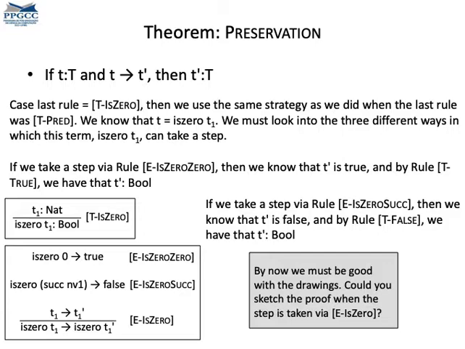For instance, if we use T-iszero to type the term t, then we know that the term has the form iszero T1. In this case, there are three ways to evaluate the term. The first two are E-iszero-zero and E-iszero-suc. In both cases, we know that T prime is a value. In one case it's true, and in the other it is false. In both cases, they have Boolean types by definition. Would you like now to draw the proof for E-iszero?